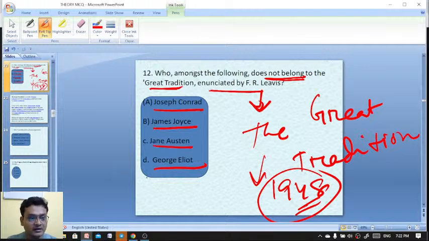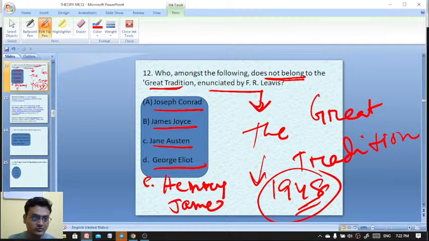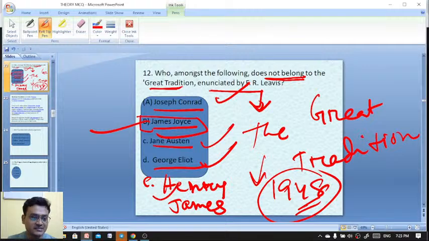I am also adding here Henry James. Now tell me, who does not belong to this great tradition? Exactly, it's James Joyce. Well done, it's James Joyce. We have Joseph Conrad, Jane Austen, George Eliot, Henry James were there. Okay, but James Joyce does not belong to the great tradition.